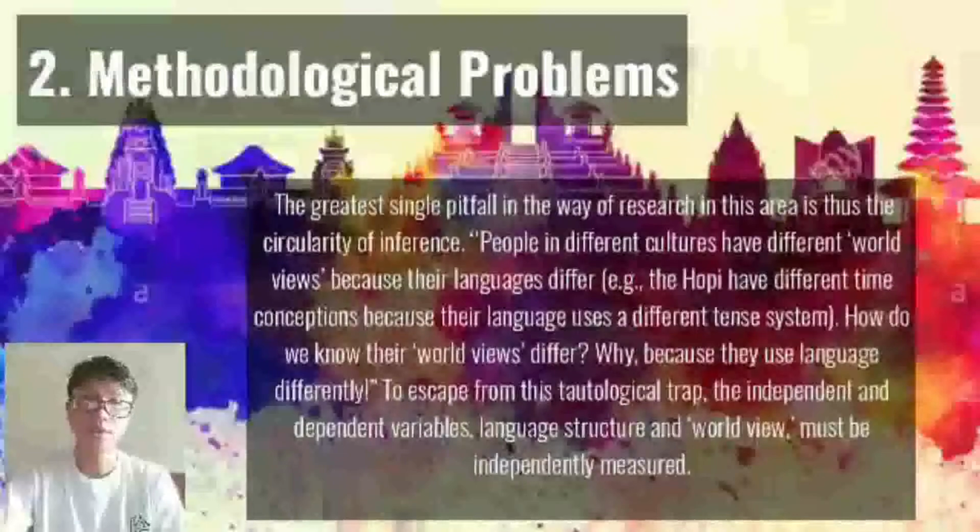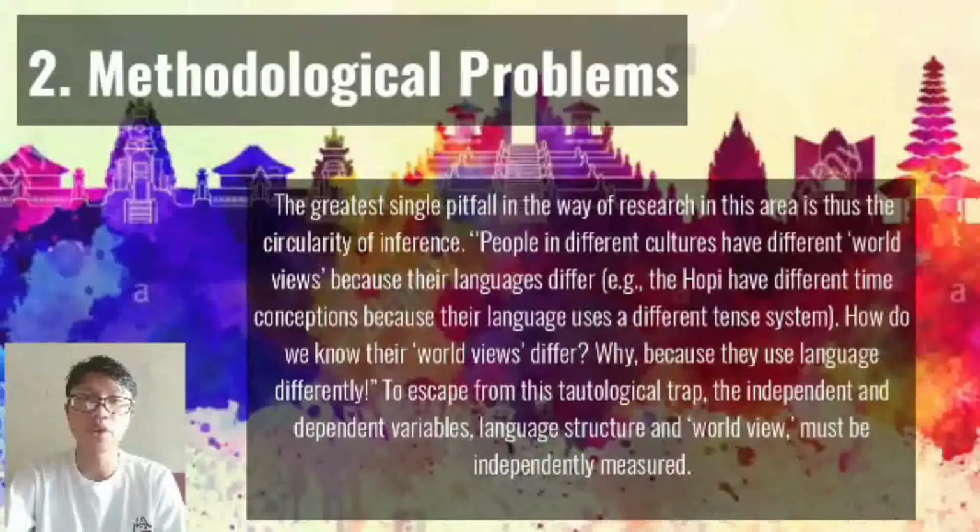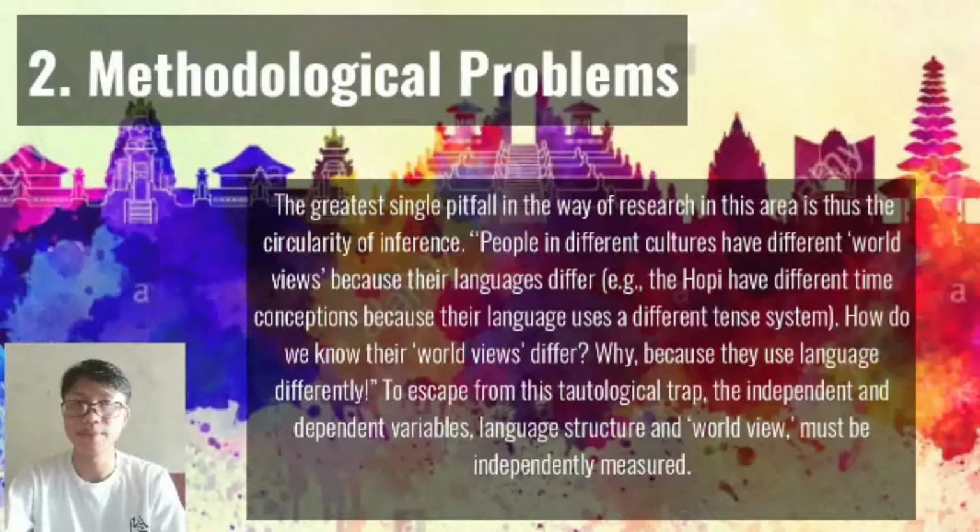The great single flaw in the research in this area is thus the circularity of inference. People in different cultures have different worldviews because their languages are different. For example, the Hopi have different tense conceptions because their language uses a different tense system. How do we know their worldview is different? Because they use language differently. To escape from this tautological trap, the independent and dependent variables, language structure and worldview, must be independently measured.